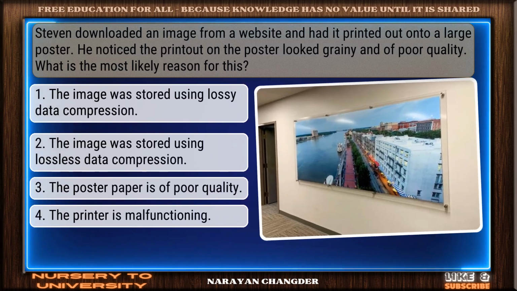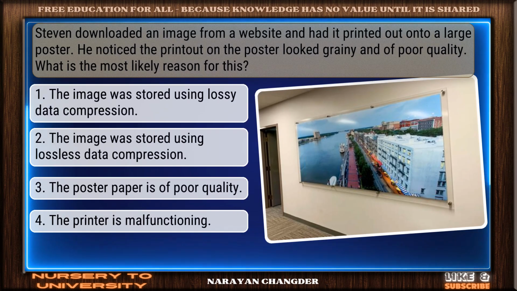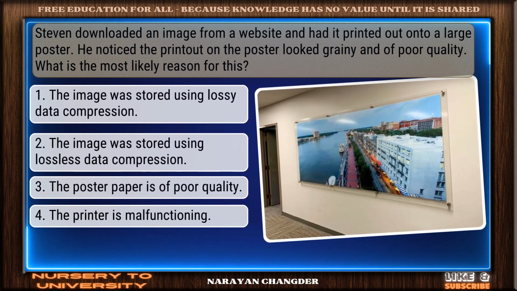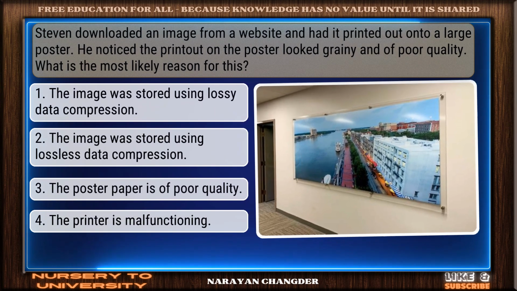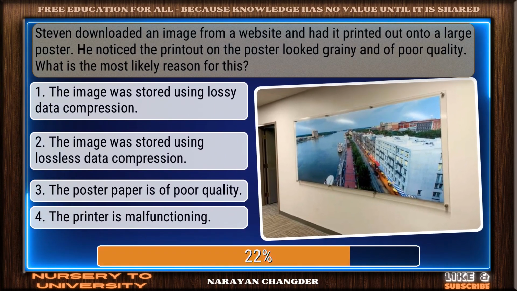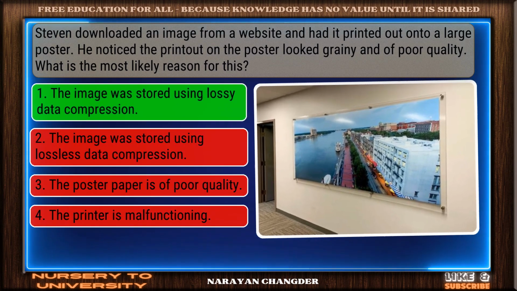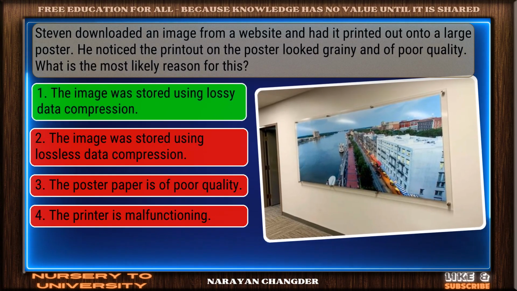Question number 1. Stephen downloaded an image from a website and had it printed out onto a large poster. He noticed the printout on the poster looked grainy and of poor quality. What is the most likely reason for this? Great job! The image was stored using lossy data compression is the accurate answer.